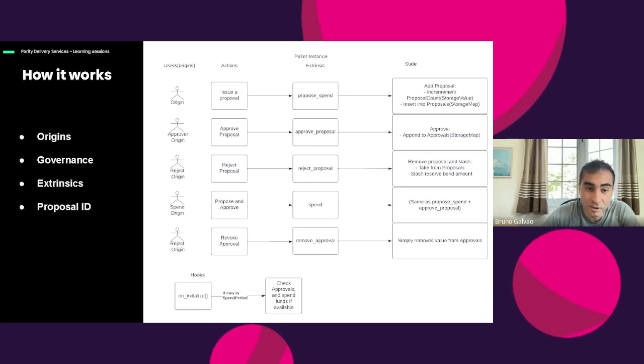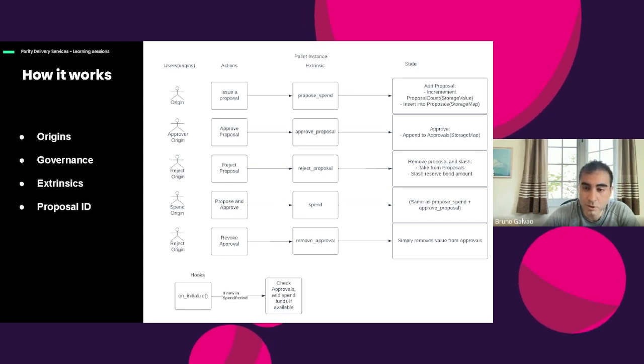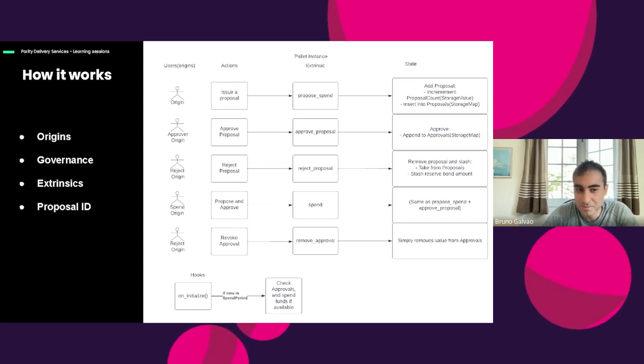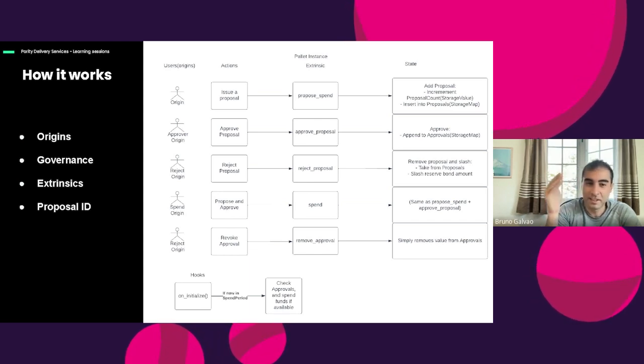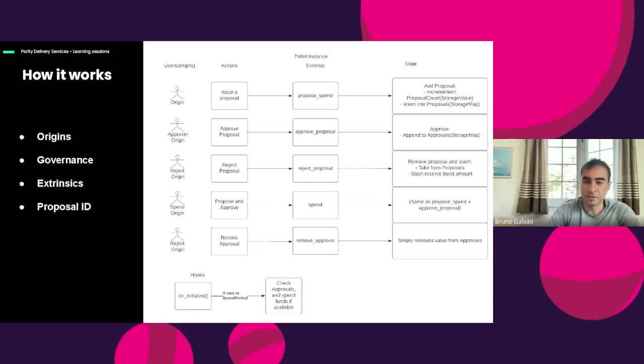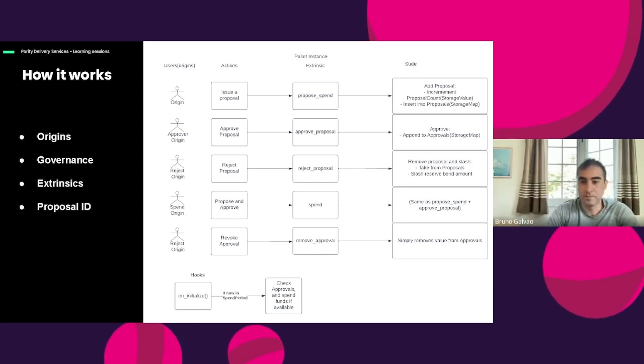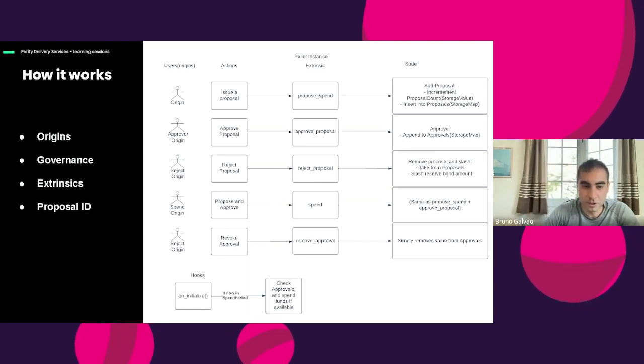And you can see there's also a reject origin. So whoever has the reject origin will have the ability to reject a proposal. And then the spend origin: whoever has the spend origin will have the ability to fast track, to say, I'm going to create a proposal and spend the proposal at the same time, create and approve. All right, so there's the concept of different origins when you're working with this pallet.